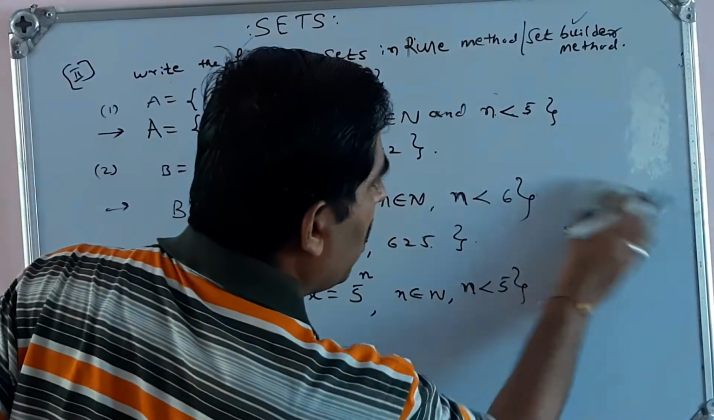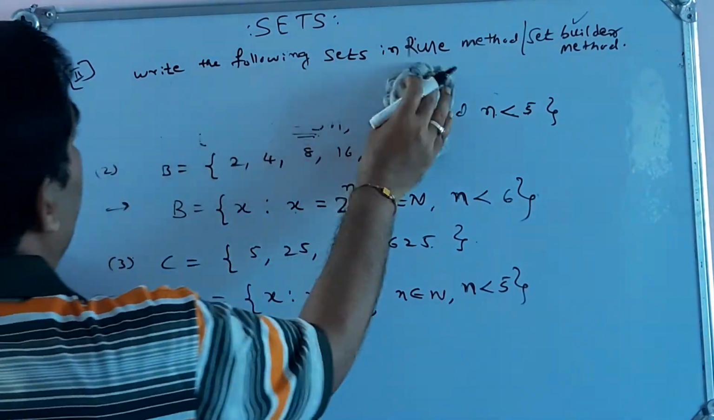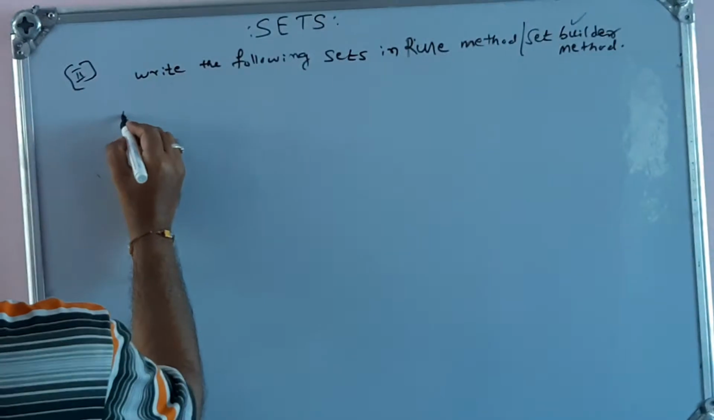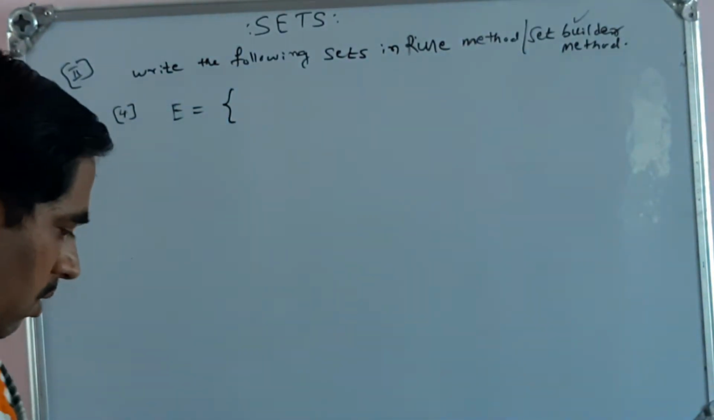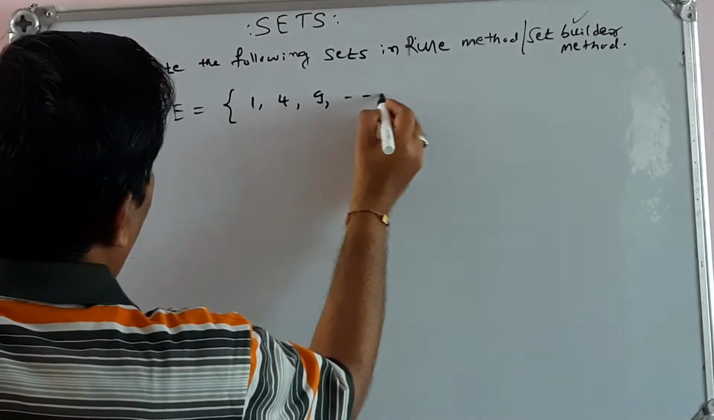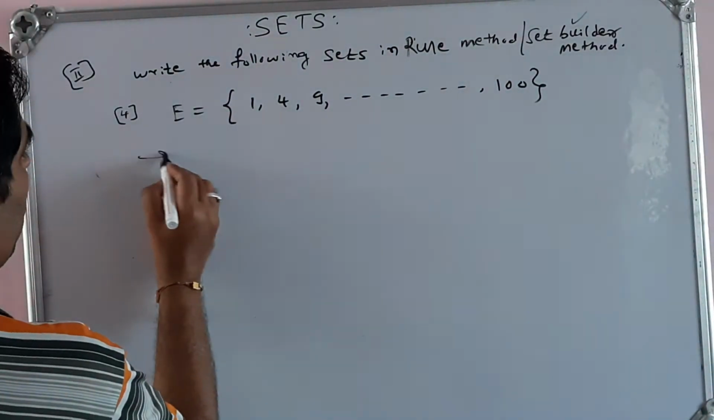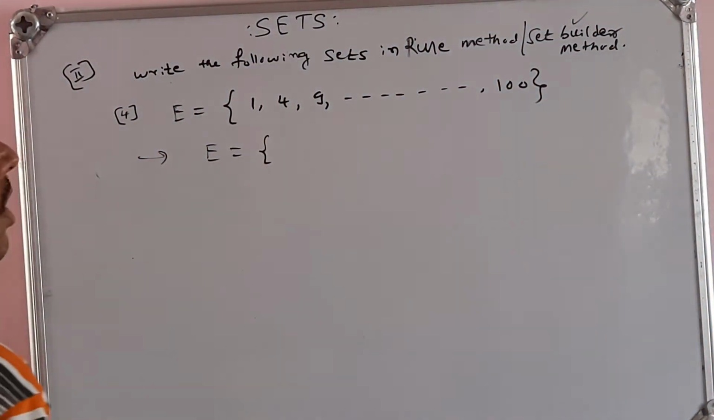So let me consider another example. I will write it here only. The fourth one. Let me take this E. Let us take E is equal to 1, 4, 9 up to 100. Once again, it is a finite set up to 100. So this is roster form, and we have to write the same set in set builder form.